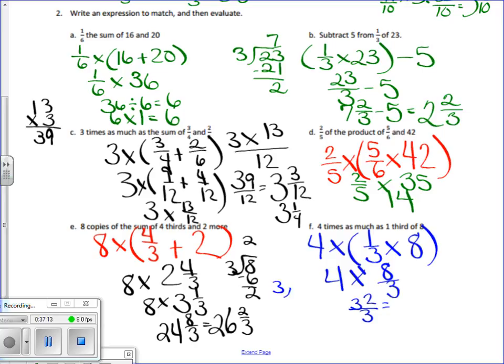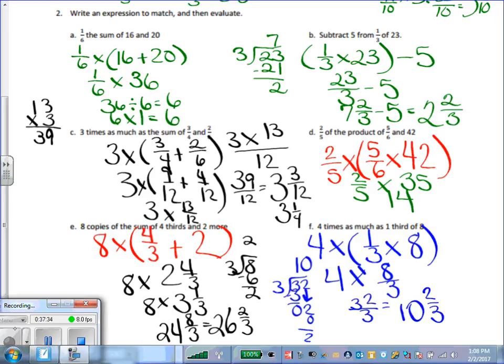Okay, so 3 goes into 32 ten times, with 2 left over, so 10 and 2/3.